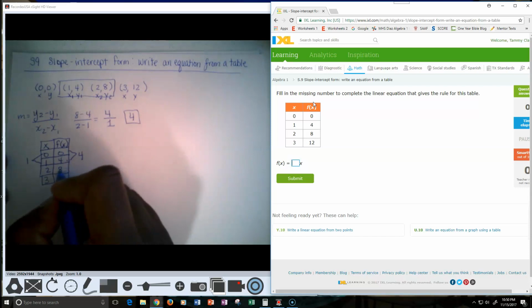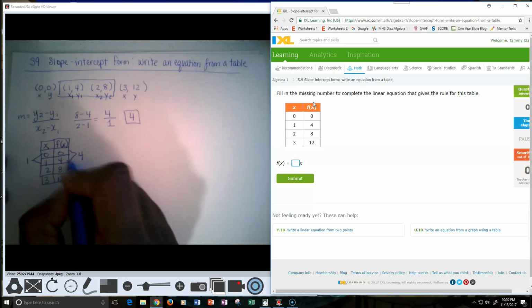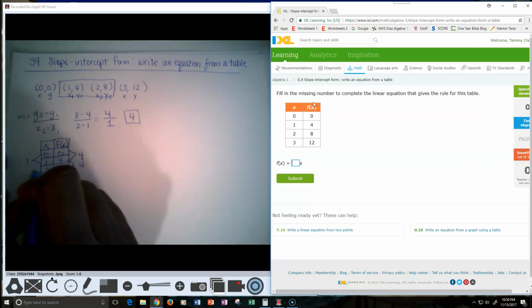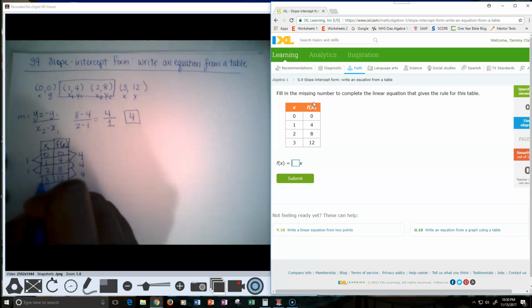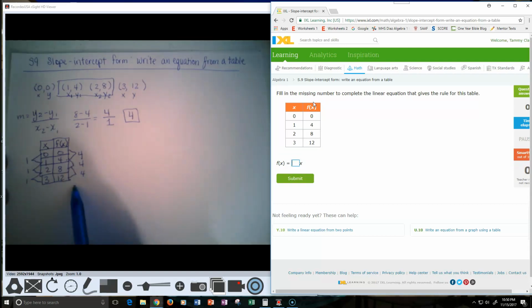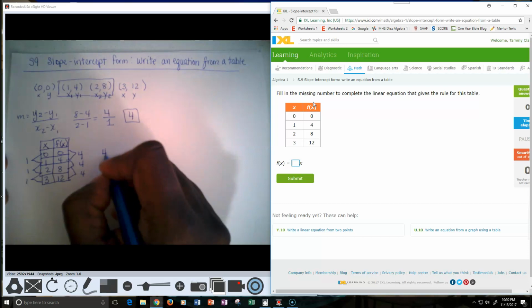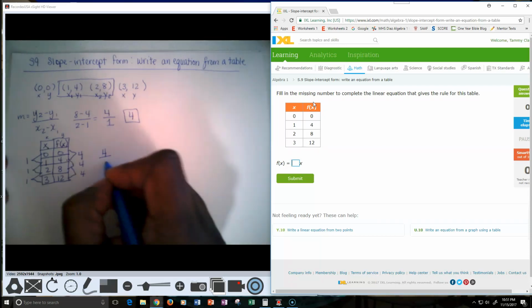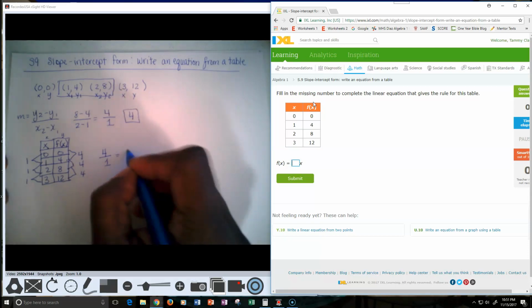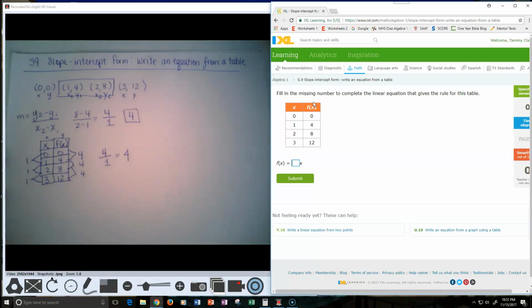So the change from 8 to 4 is also 4. From 2 to 1, it's 1. From 12 to 8, it's 4. From 3 to 2, it's 1. So in the table, we can see that our slope would be 4, the change in y, divided by the change in x. So our answer for the slope here would be 4.